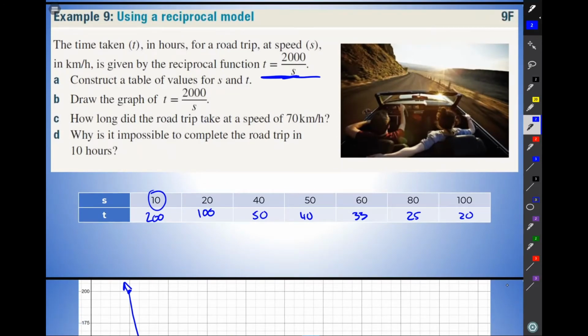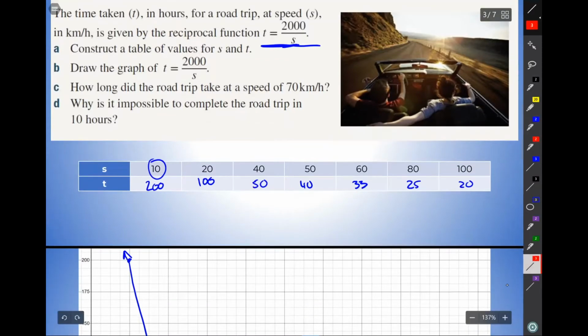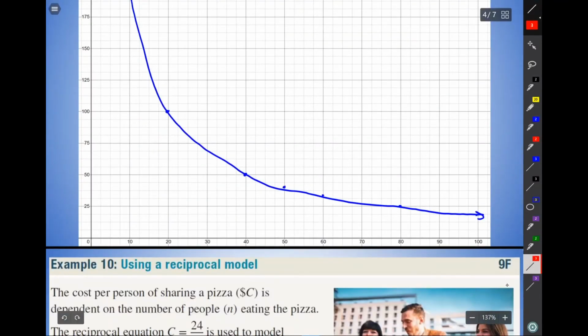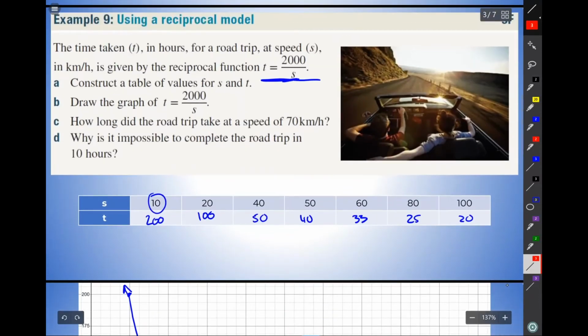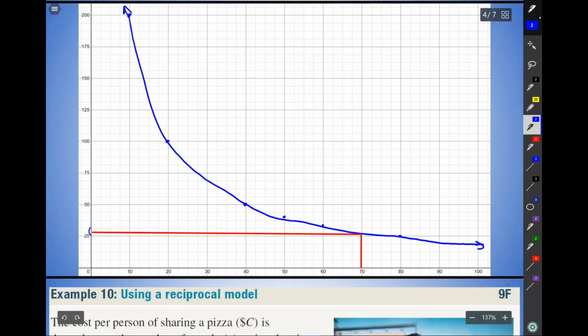How long would the road trip take if you were going 70 kilometers per hour the whole way? So, we just put in 70 here. And we see it took approximately 27 hours, by just reading off the point here.